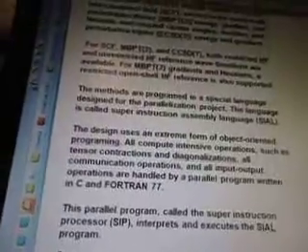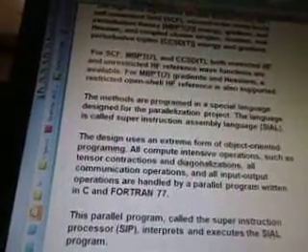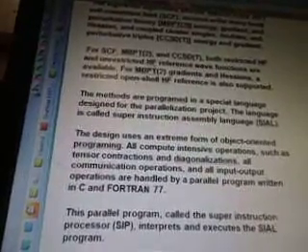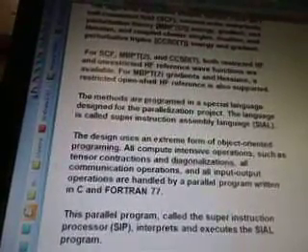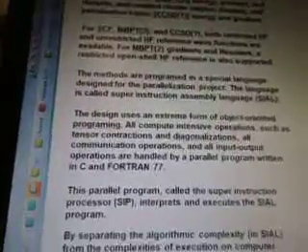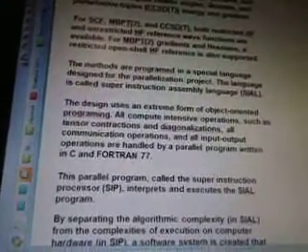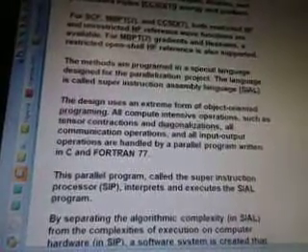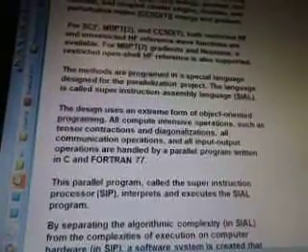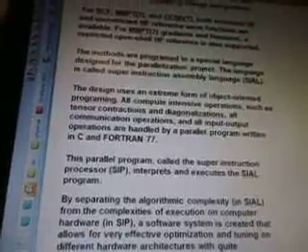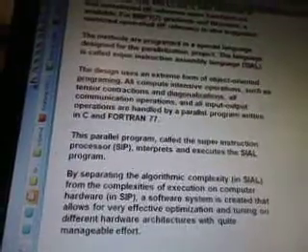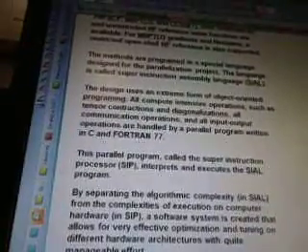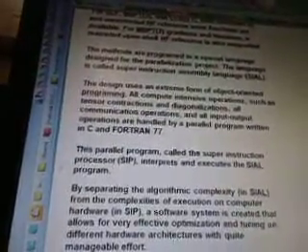The methods are programmed in a special language designed for the parallelization project. The language is called Super Instruction Assembly Language, SIAL. The design uses an extreme form of object-oriented programming. All compute-intensive operations such as tensor contractions and diagonalizations, all communication operations and all input-output operations are handled by a parallel program written in C and Fortran 77.